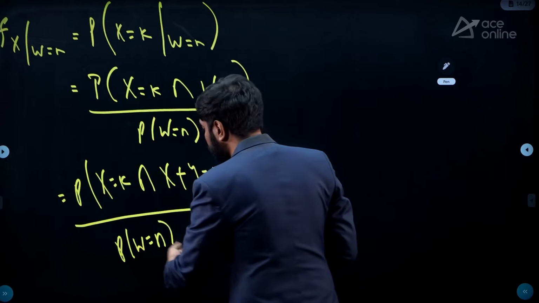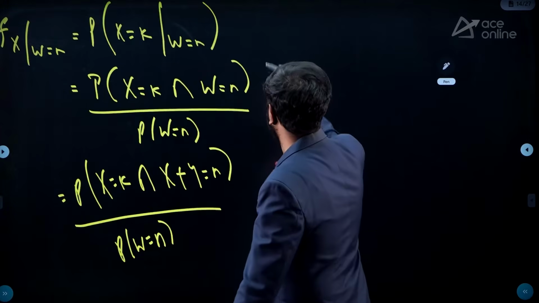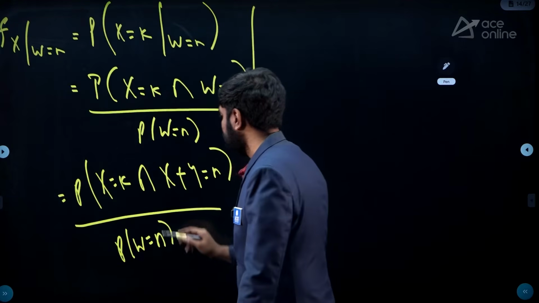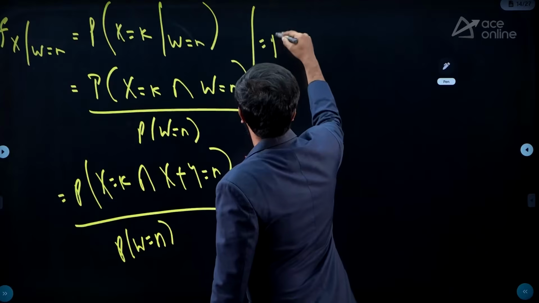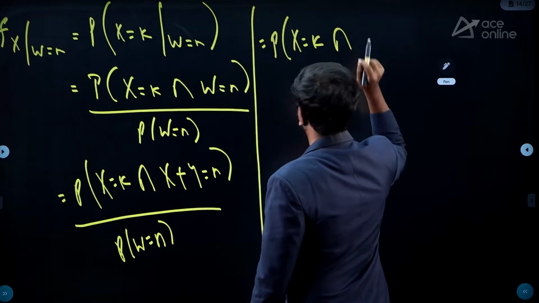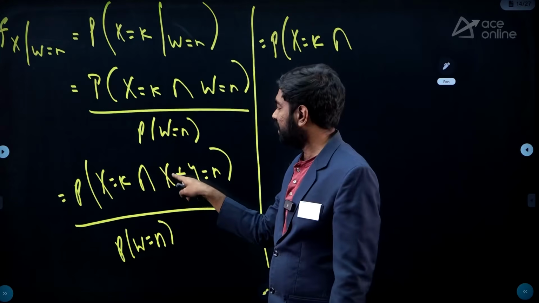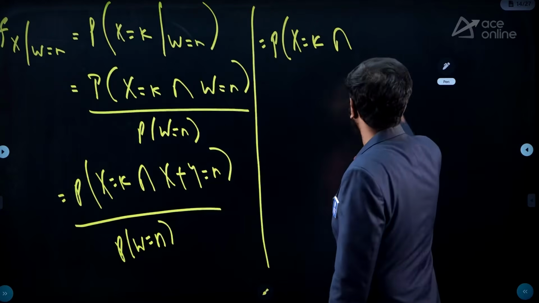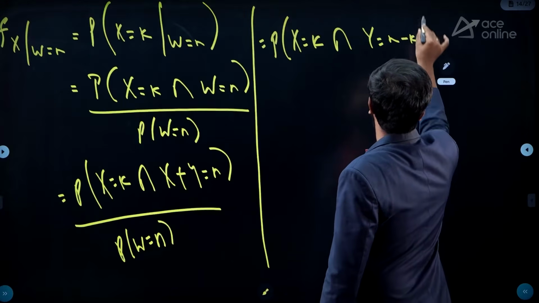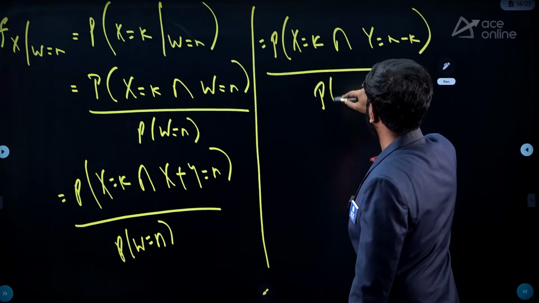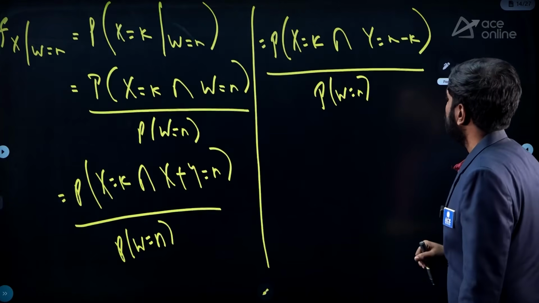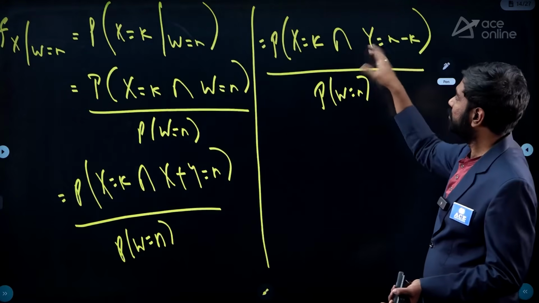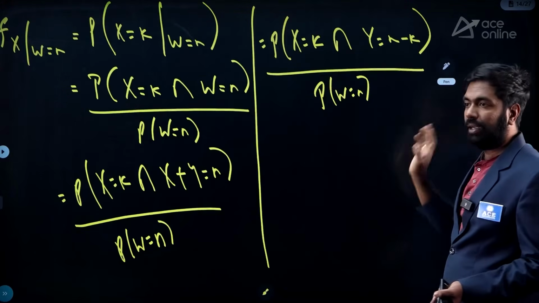So I know how to find the probability of this event. Let's try to write this in a proper way. Here x is fixed as k. When you look at the intersection, x is k, so you can use that k here. It is k plus y equal to n, or simply the value of y is n minus k, divided by the probability of w equal to n. Here x and y can be any values, but the sum has to be n. But here we are very particular: x should be k, y should be n minus k.